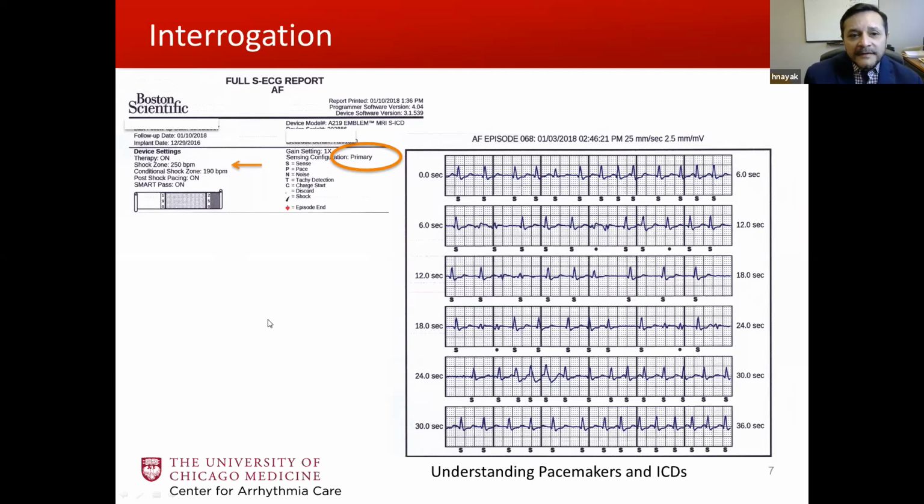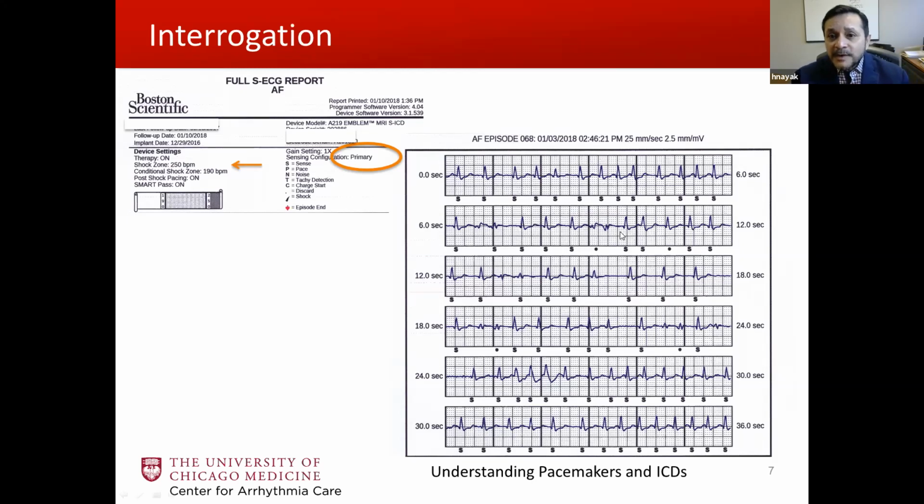What does that mean? The conditional zone at 190 allows, for example, some discrimination of subcutaneous signals. The shock zone is just basically rate-based. And so what we like to do in these patients, especially if they're younger, is to set the conditional zones and the shock zones high to prevent inappropriate shocks from, for example, atrial fibrillation or supraventricular tachycardia. So he was programmed very well to minimize inappropriate shocks.